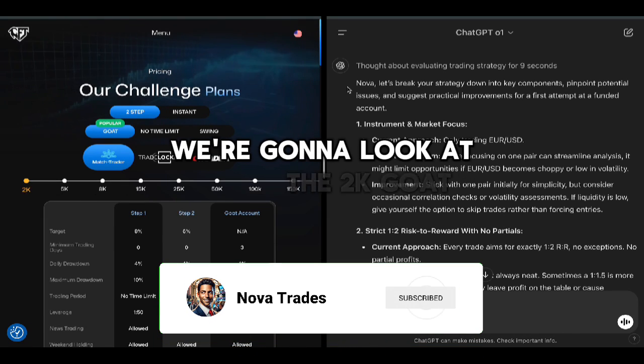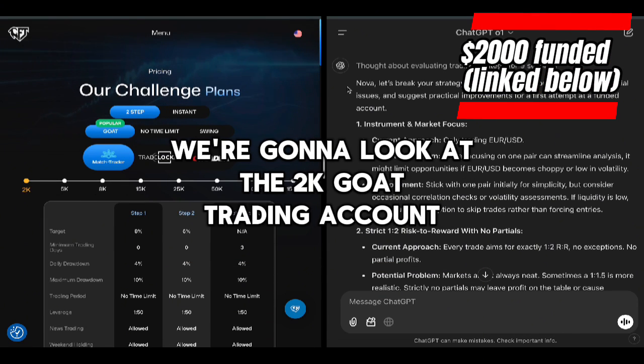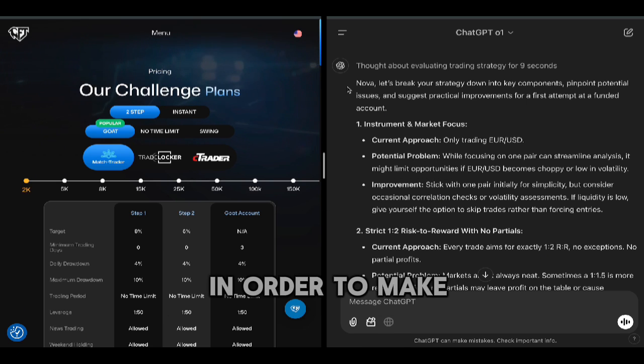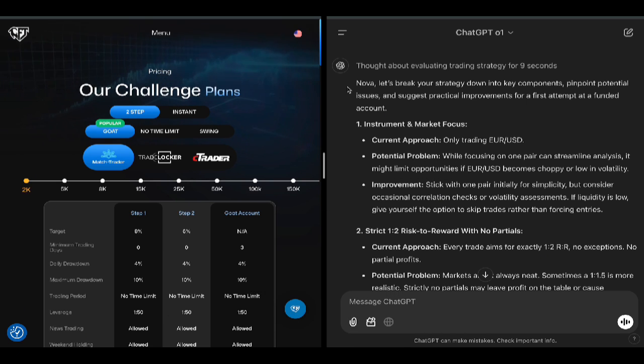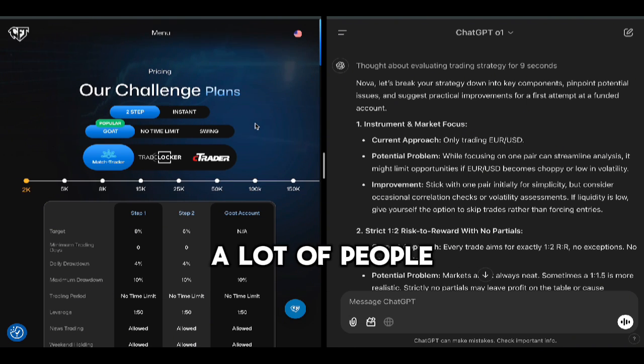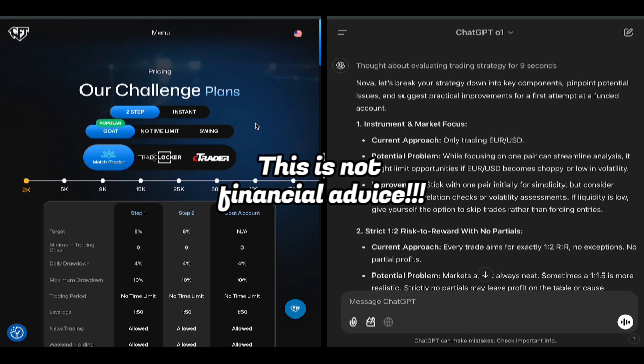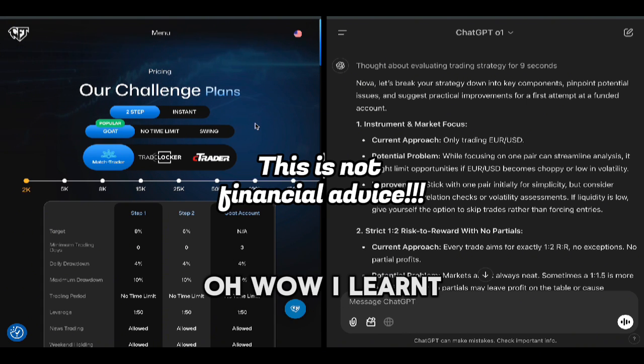We're going to look at the 2K GOAT trading account, and the plan I'm actually going to implement across this week in order to make the account. So this will be the first episode, just going through the plan. Let's just get stuck in, because I know a lot of people want to learn how to do a funded account, and this is my first ever attempt. Hopefully I'll be able to look back at this and be like, oh wow, I learned loads.